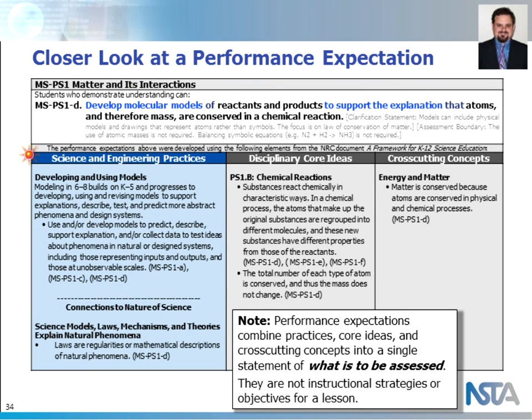So for example here, develop molecular models of reactants and products to support the explanation that atoms and therefore mass are conserved in a chemical reaction. That first part, develop molecular models to support the explanation, is working with the practice. The text in orange here, though, is core ideas, that reactants and products, or the atoms and therefore mass, are conserved in a chemical reaction. And this idea of conservation is a cross-cutting concept, that matter is conserved because of atoms. And so those three different elements link together.